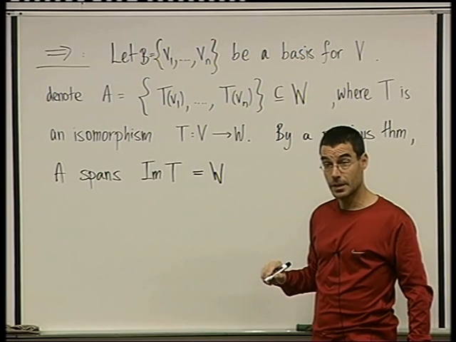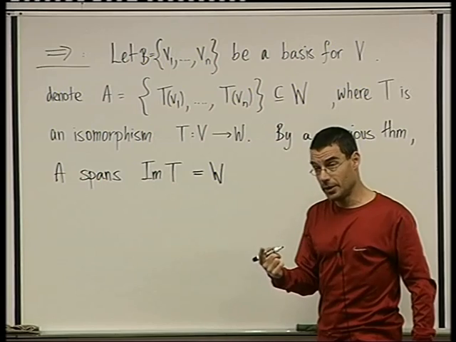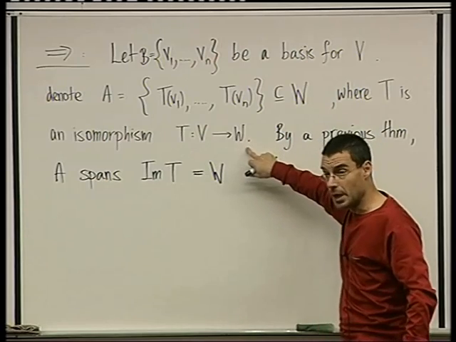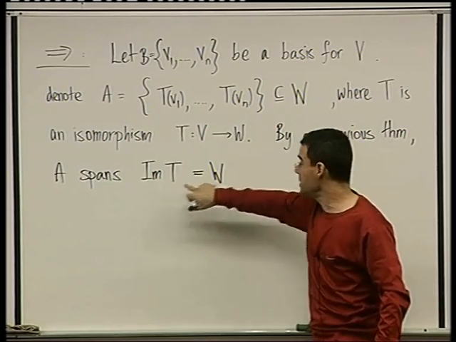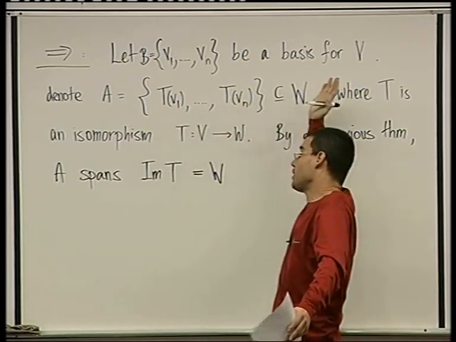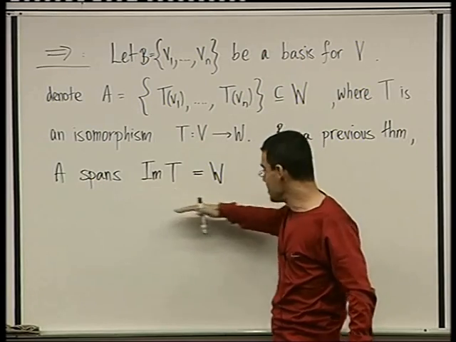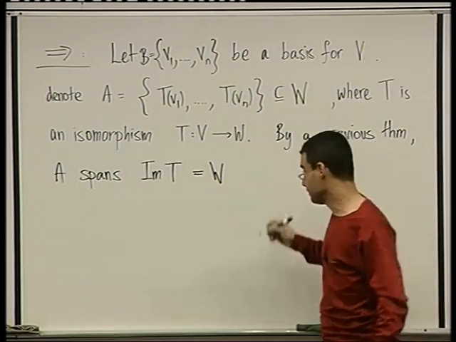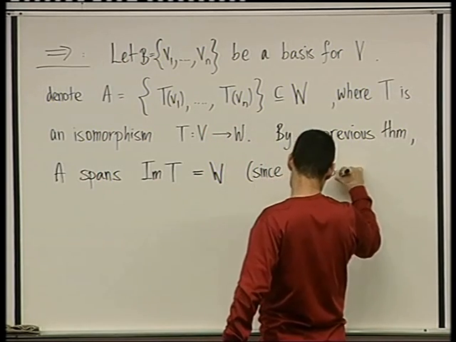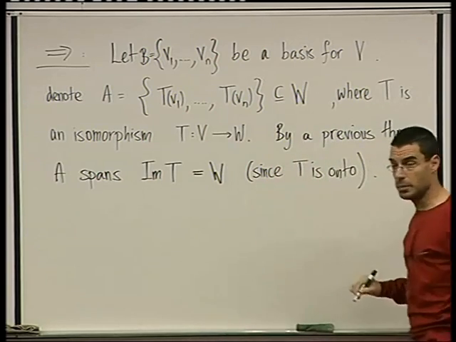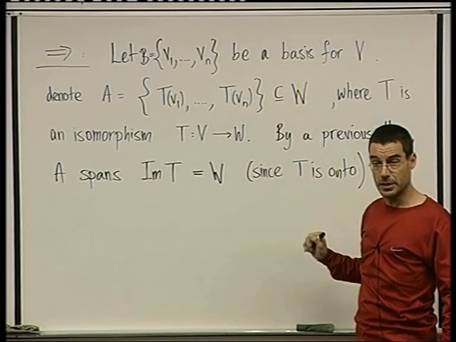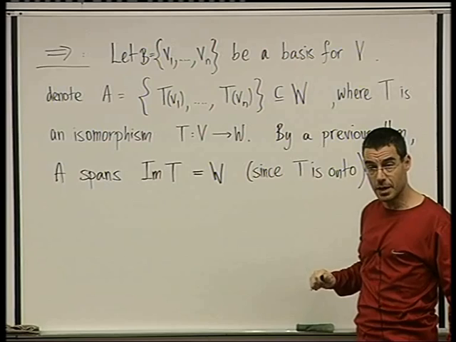Because it's isomorphic. Okay, so in particular? Onto. Right, exactly. T is an isomorphism, therefore it's onto. Therefore the image of T coincides with the entire range. So this set, which a priori only spans the image, in this case spans the entire range, since T is onto being an isomorphism. Do you agree? So it remains to show that this set A is linearly independent. If we show that A is linearly independent, we're done.